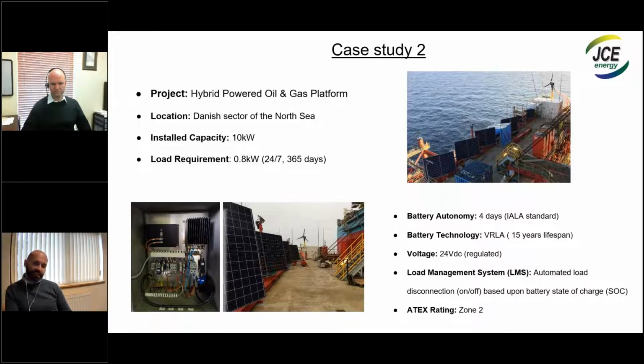And the interesting part of this job is the load management system, the LMS. There is a SCADA system designed to switch off the loads when the system detects a critical state of charge of the battery. There is a list of loads, top priority, less priority, and the system is completely automatically capable of switching on and off the loads according to the battery state of charge. So let's go to the next slide.